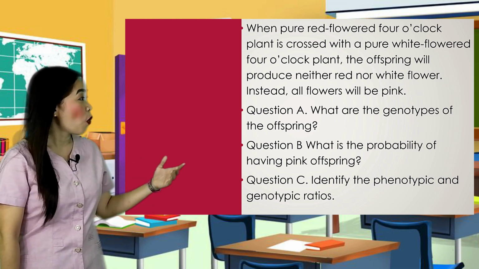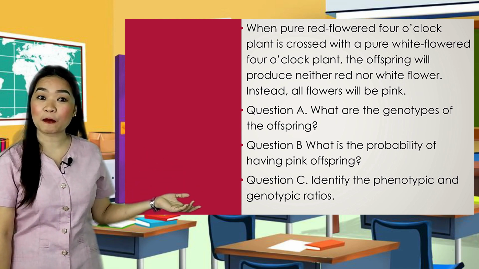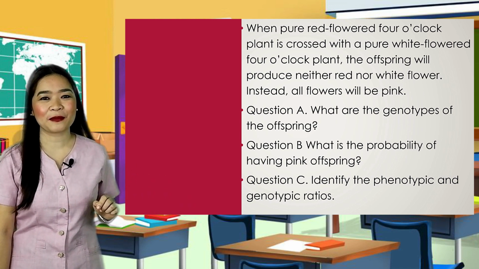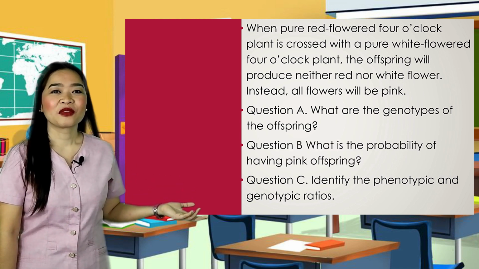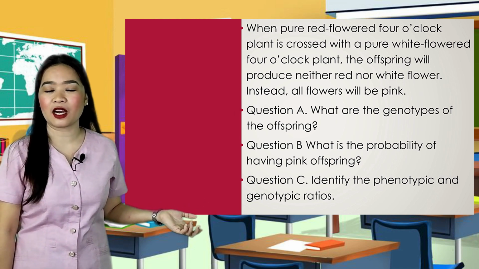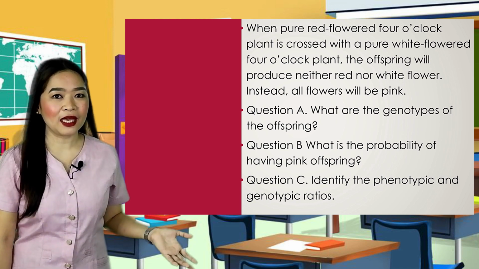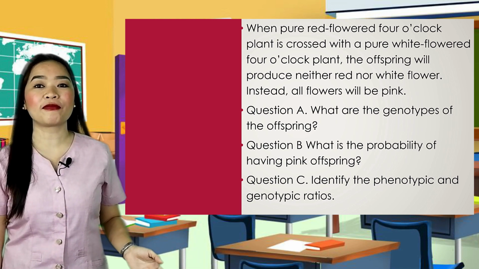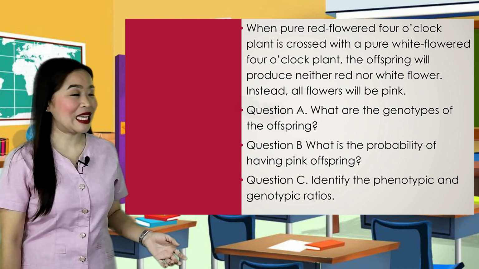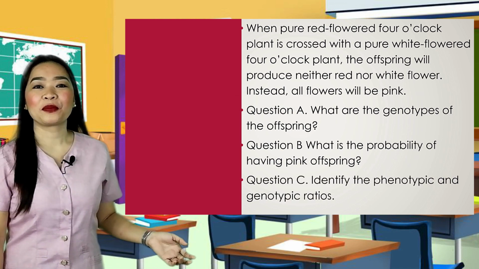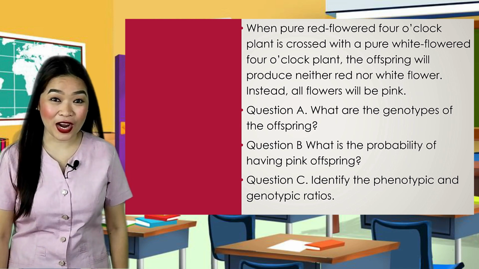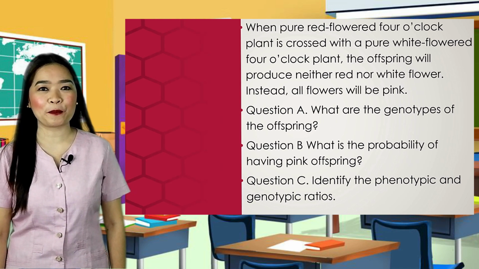Question A. What are the genotypes of the offspring? What do you think, grade 9 learners? Question B. What is the probability of having pink offspring? Question C. Identify the phenotypic and genotypic ratios. Let us try to see and discover.